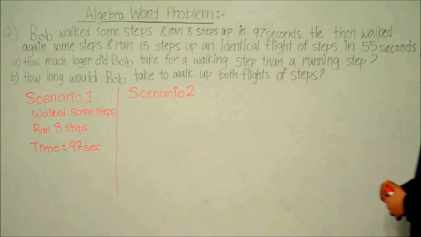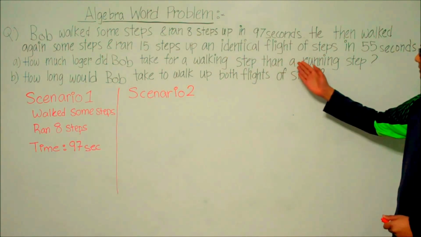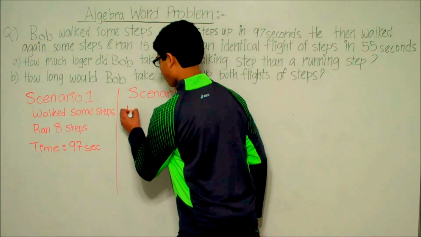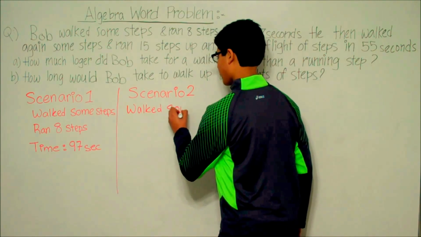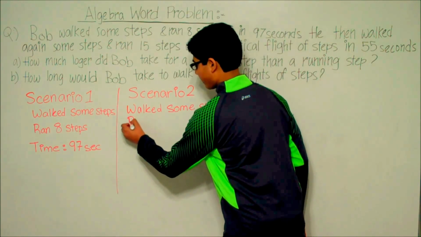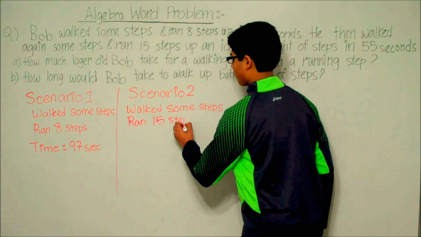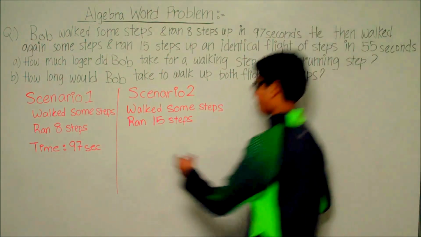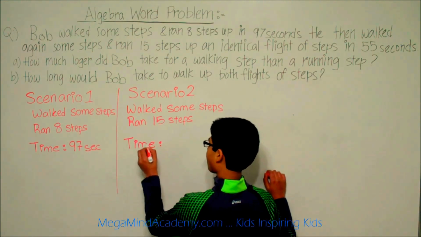Now, we know that he then walked again some steps and ran 15 steps up an identical flight of steps in 55 seconds. So walked some steps, and ran 15 steps in a time of 55 seconds. So time of 55 seconds.